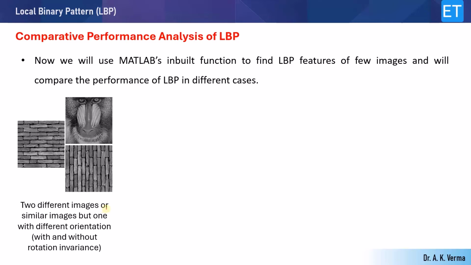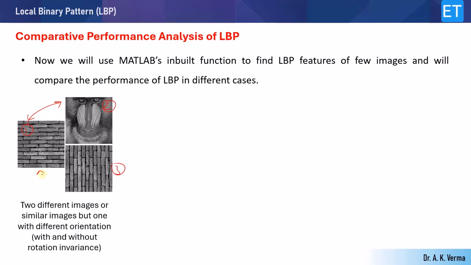Here there are two different images, or similar images, but the other one is rotated. With and without the rotation invariance feature, I will find LBP. Let's say this is my first image, this is my second image, and this is my third image. First I will show you that when I find LBP of the first and second, which are entirely different images, the LBP I achieve will have a clear difference. They must have a difference.